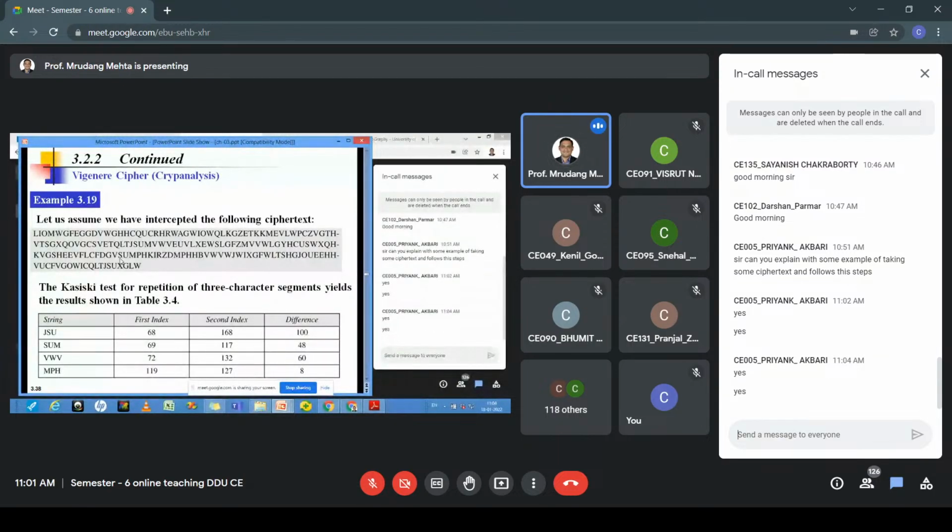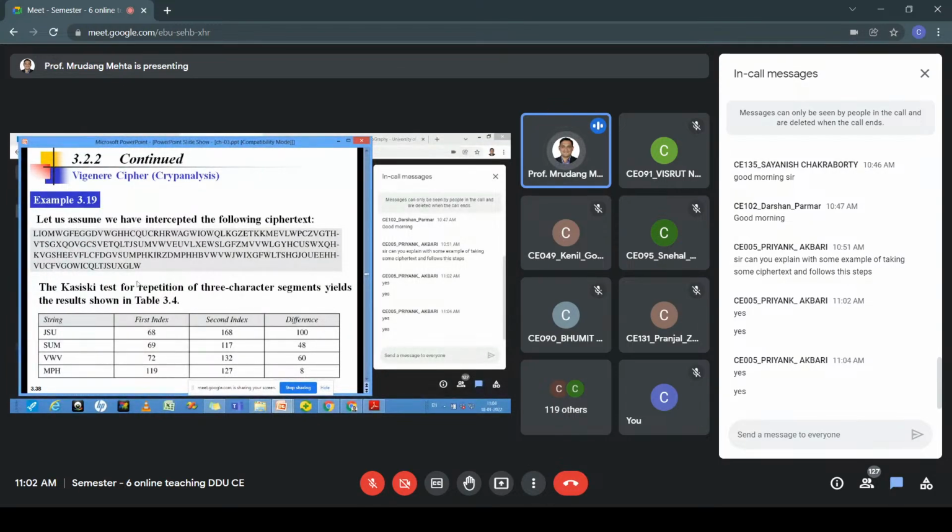We can count it here also: SUM is at 69, then 70, 71, 72, 73, 74, 75, 76, 77, 78, 79, 80, 81, like that, so this is 117. You can count this manually. So the difference between 117 and 69 is 48. So we have found two different segments, and the difference between them is also different.